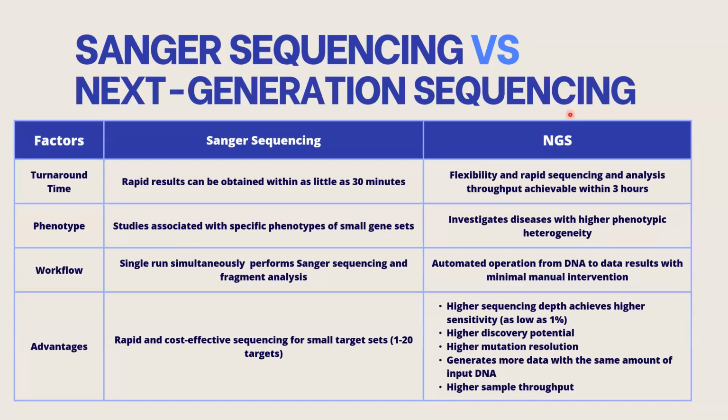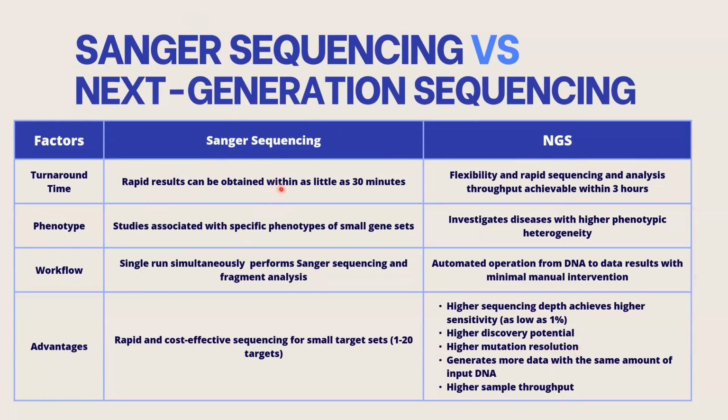NGS offers superior sensitivity compared to Sanger sequencing, particularly in detecting low frequency variants and rare mutations. Also, it has more depth, and it can identify subtle genetic variations present at frequencies almost as low as 1%. Sanger is more cost effective for smaller targets, but NGS is more cost effective for more targets than one gene.